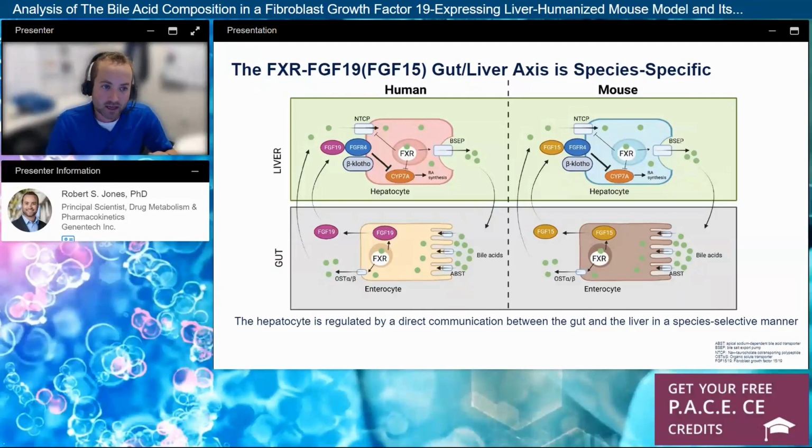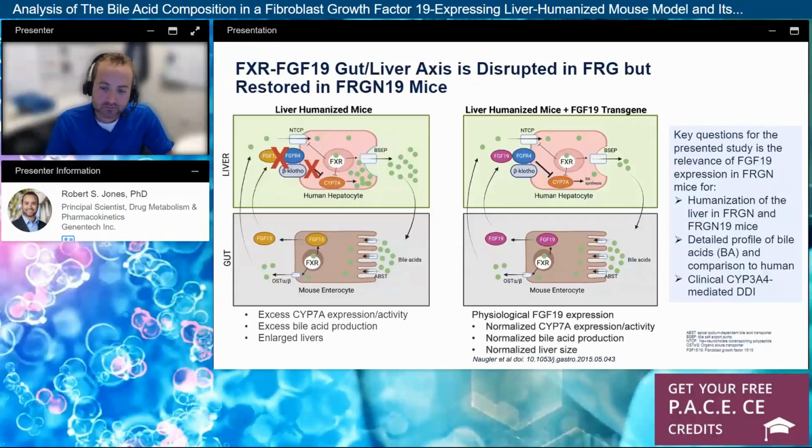And so, in understanding this metabolic pathway, we decided that by incorporating a human specific transgene of FGF19, we would be able to attenuate these elevated bile acid pools. And this is nicely shown on this slide, where the FXR FGF19 axis, in particular the pathway that FGF19 interacts with, is disrupted in the FRG mice. This is the mice without the FGF19 human transgene, but it's restored in the FRGN19 mice. And this was our therapeutic hypothesis in moving into these studies.